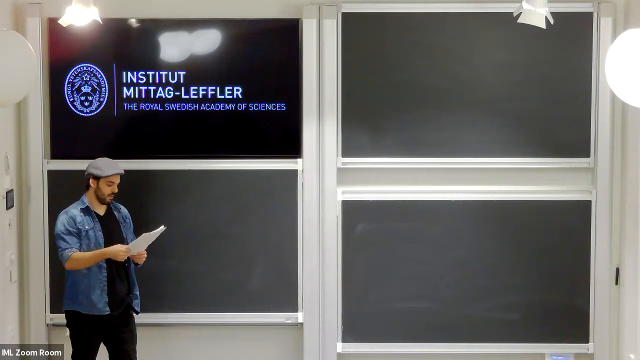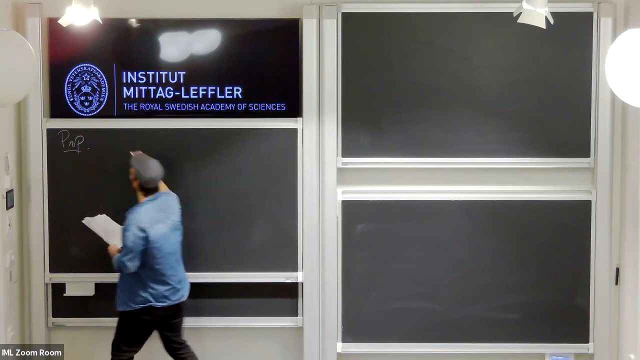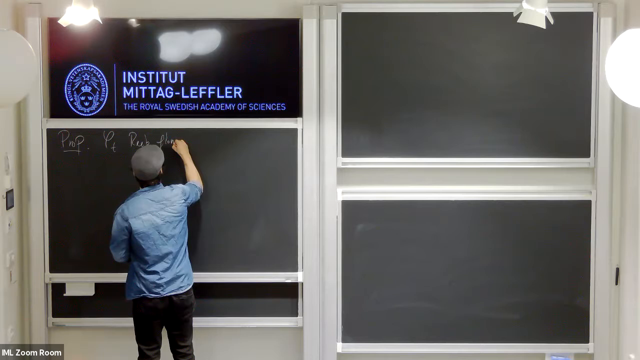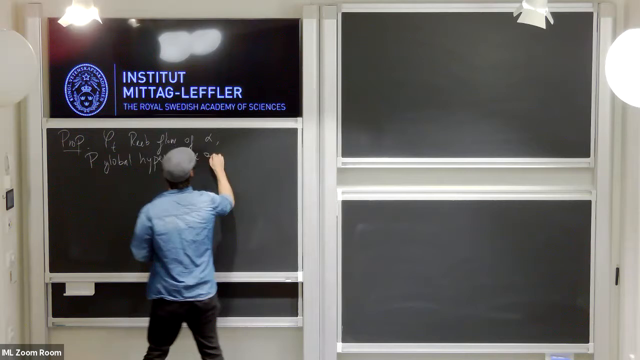Before I do that, let me very briefly and quickly prove a proposition that I should have done last time and I didn't have time to. It is a very general statement, the following. If you have phi_t, the Reeb flow of a contact form alpha, and we have P, a global hypersurface of section for the dynamics of alpha.